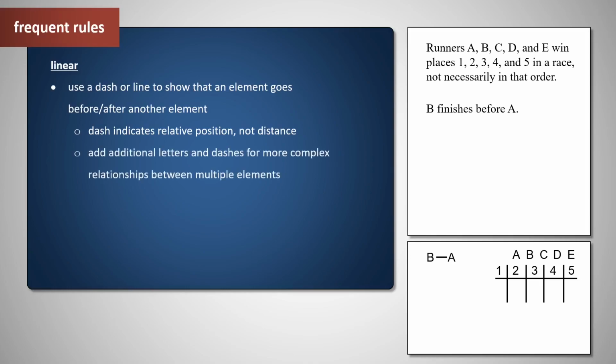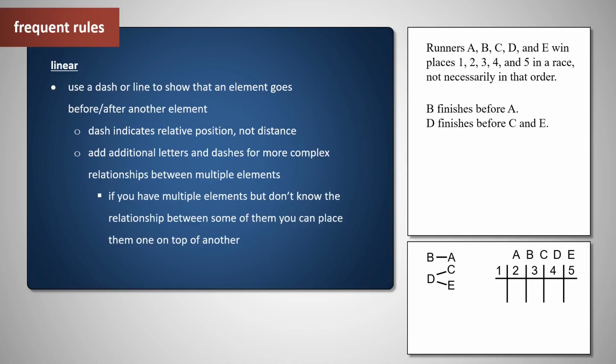Now you can also add additional letters and dashes for more complex relationships between multiple elements. For example, we have a rule here that says that D finishes before C and E. A good way of drawing that is like we have here on the bottom. D, and then one dash up to C and then one dash down to E. This is the same exact thing. We know that D is before C and E, but now we have multiple letters involved.